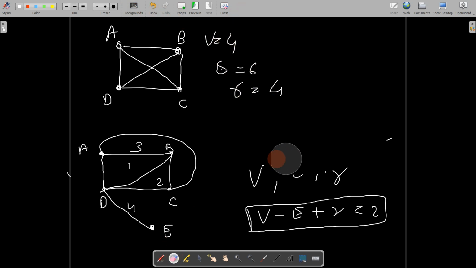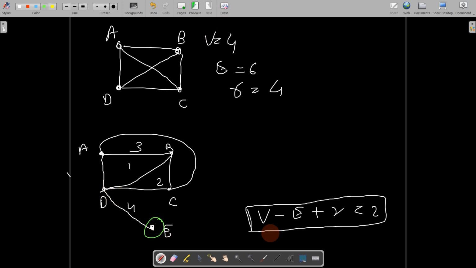Here I will erase. Okay. So what I did is, I will change the color. I added one edge E, correct? I added one vertex E. I added one edge DE.